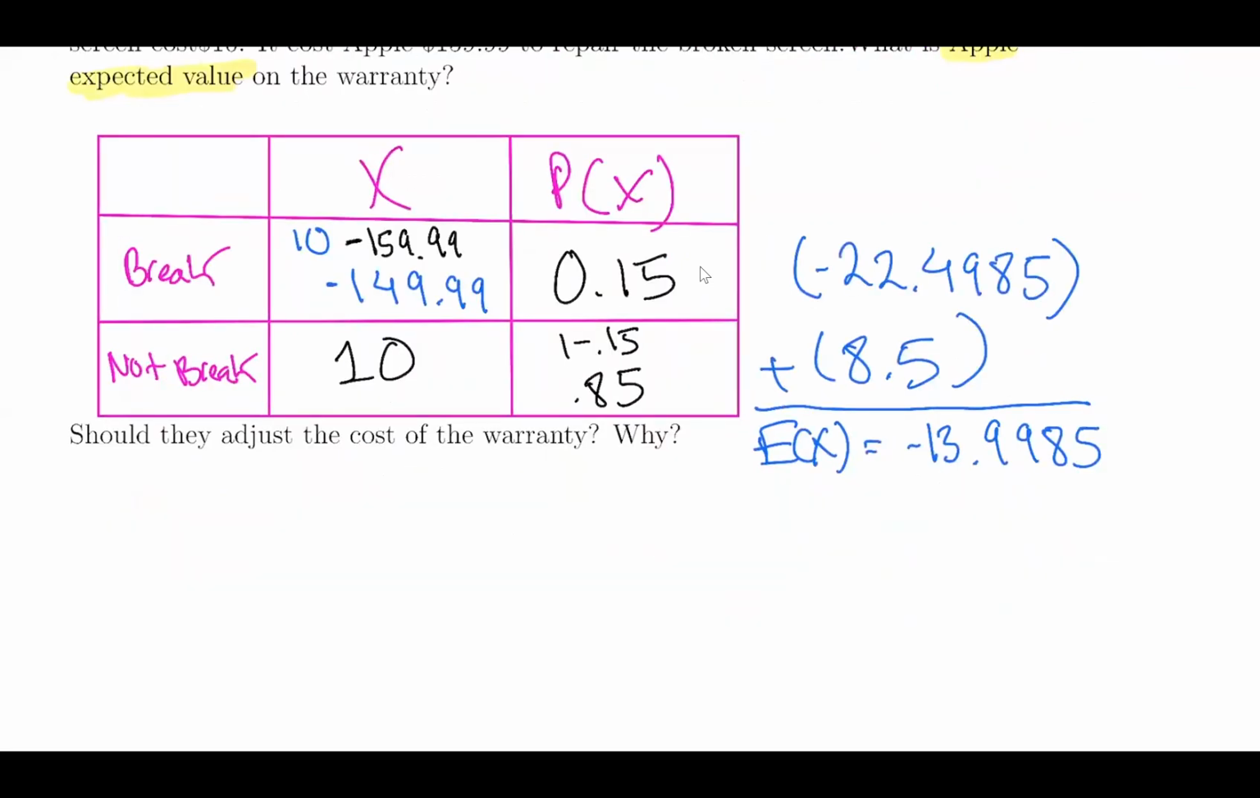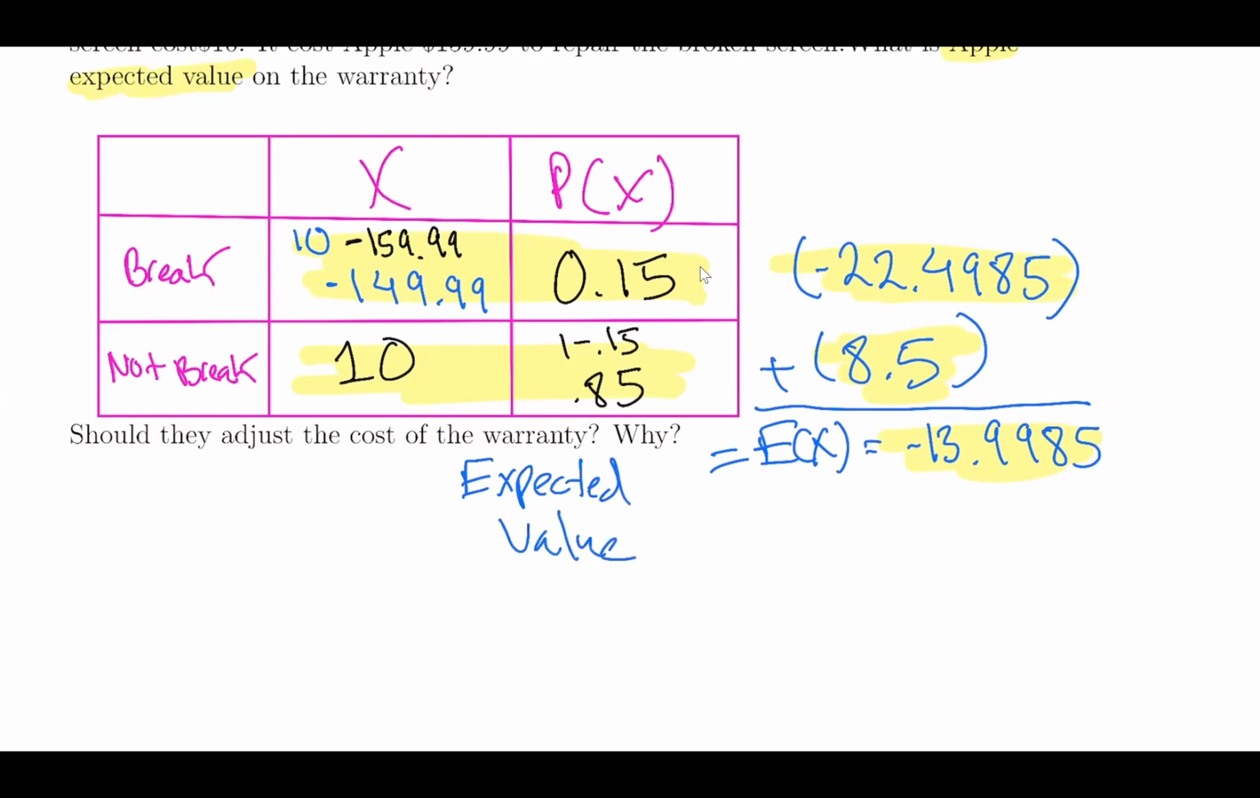All right, so if you look right here I got the negative 22.4985, and I got that by multiplying these two values. And then I get the 8.5 by multiplying 10 by 0.85. And then if you add the two, you get negative 13.9985. So the E(X) represents expected value.